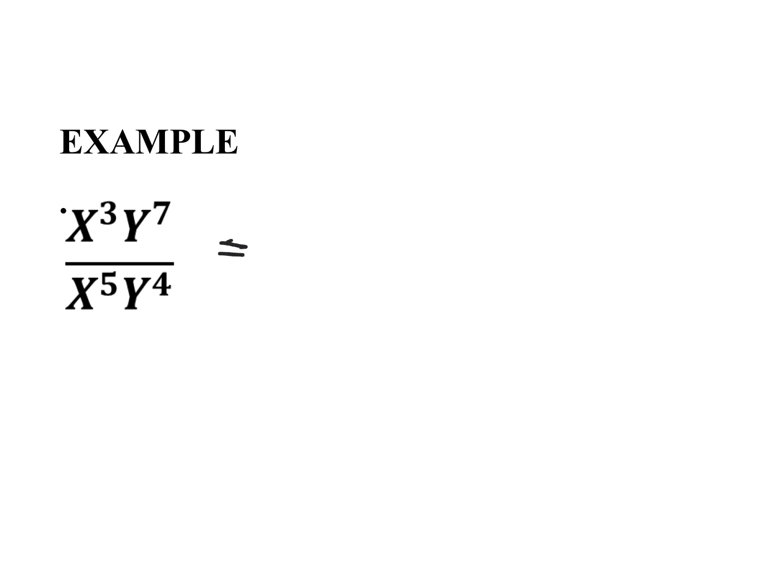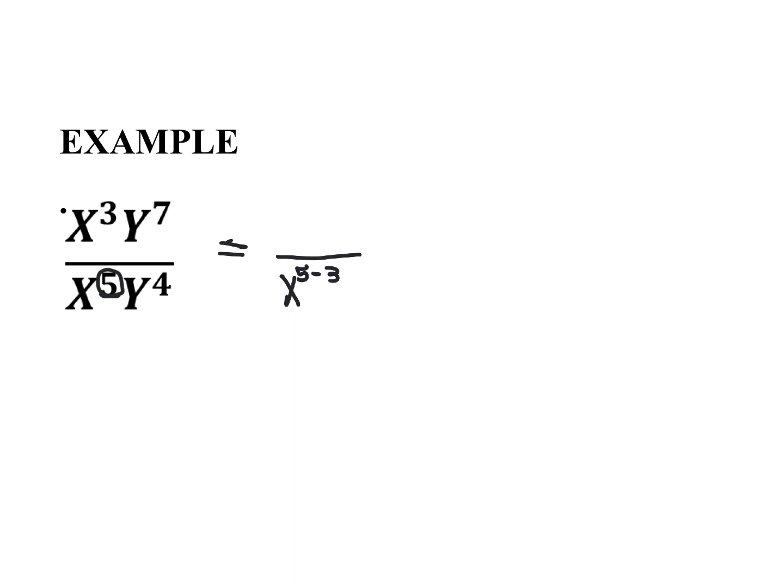To simplify this, since I have x's top and bottom, I ask where is the largest degree of x, and it is going to be on the bottom, which means I have to draw a fraction bar. I'm going to put x on the bottom, and I'm going to subtract bottom exponent minus top. Always have the biggest exponent there.